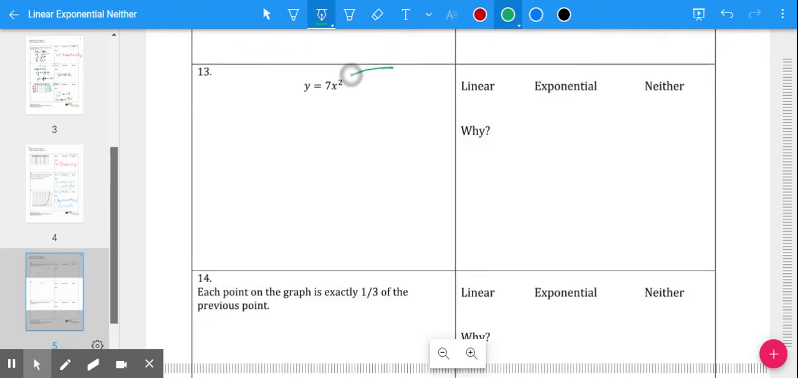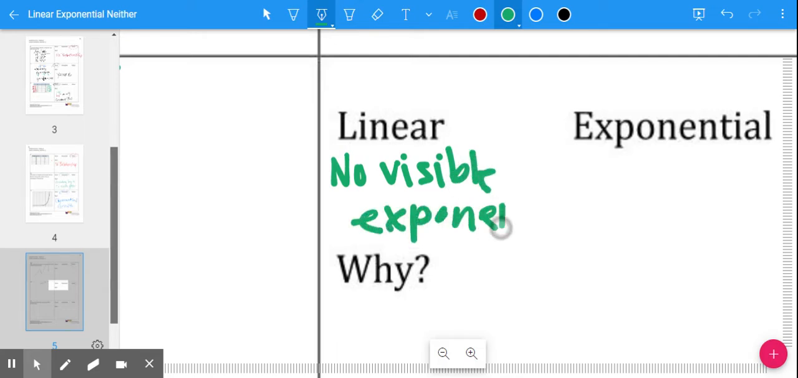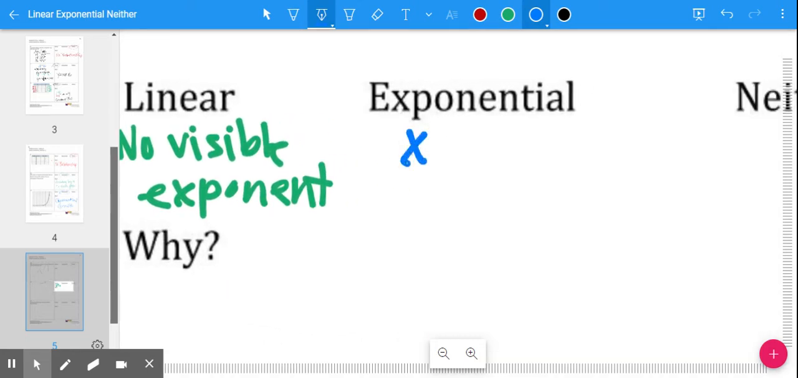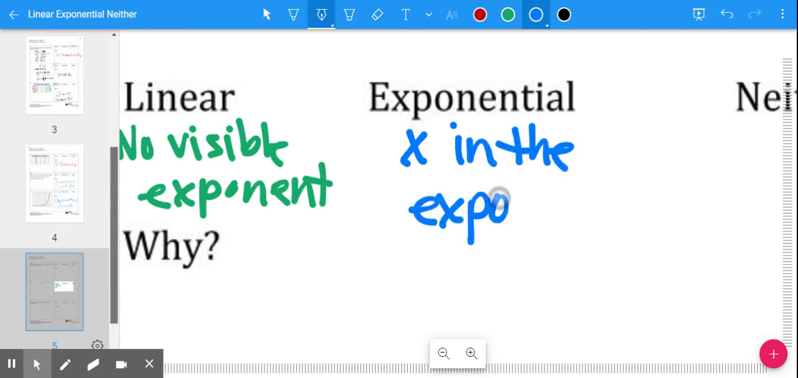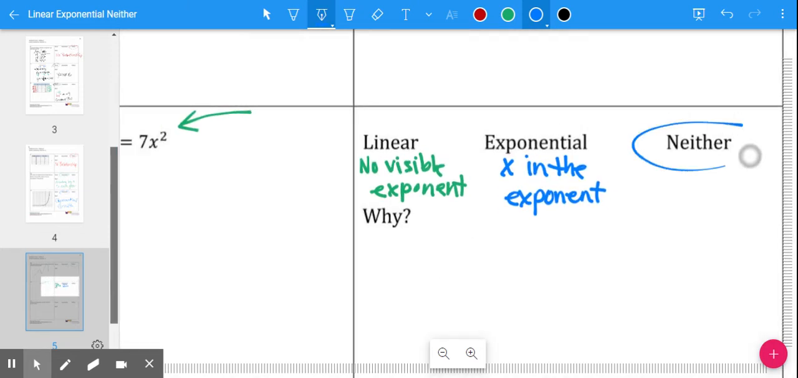This one, there's a 2 in the exponent. Remember, for linear, there is no visible exponent. The x value in y equals mx plus b has an implied exponent of 1. So we say it's no visible exponent. Exponential has x in the exponent. This problem has a 2, therefore it's neither.